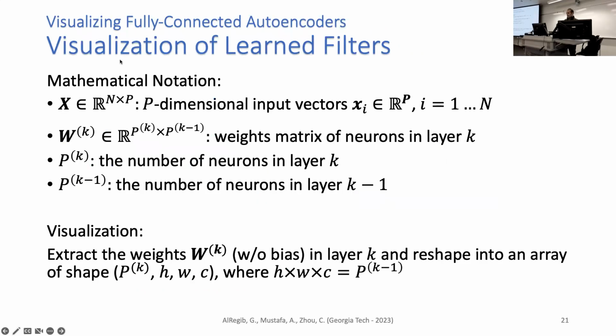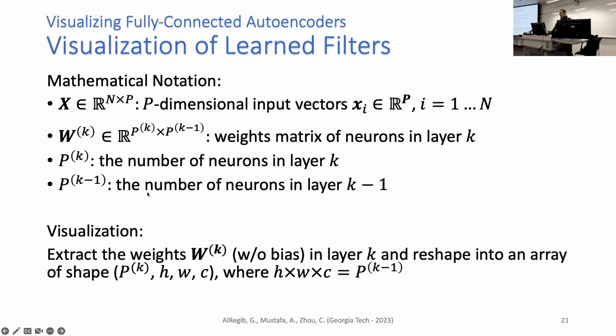Okay, so mathematical notations, nothing really new in here. This is exactly what we had before. X has dimension so we have n samples, each one of them with p dimensions. Basically it means we have p features or p dimensions for the input. And then for each layer k, we have our weights W, with dimension p_k times p_(k-1), because it's really the input from layer k minus 1 to the next layer k.